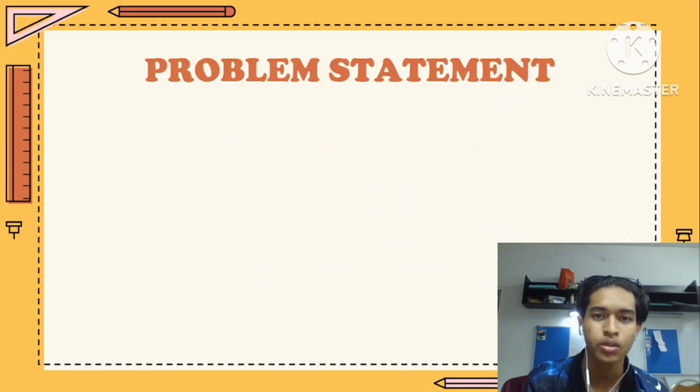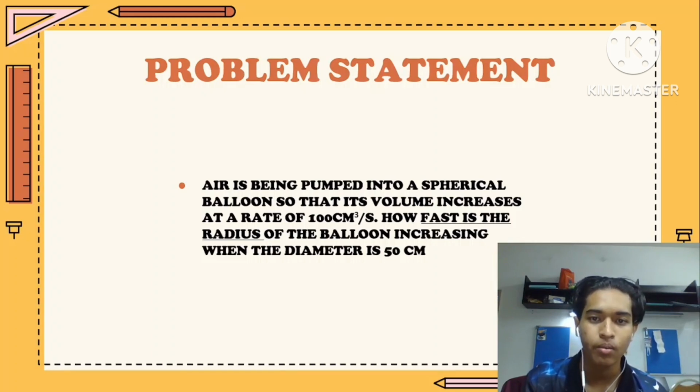Here's a problem statement. Air is being pumped into a spherical balloon so that its volume increases at a rate of 100 cm³ per second. How fast is the radius of the balloon increasing when the diameter is 50 cm?